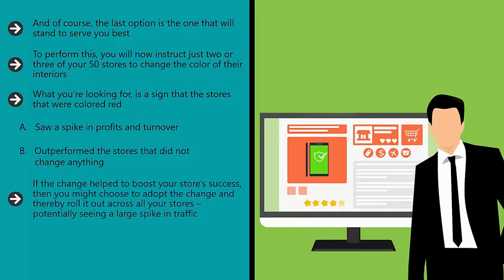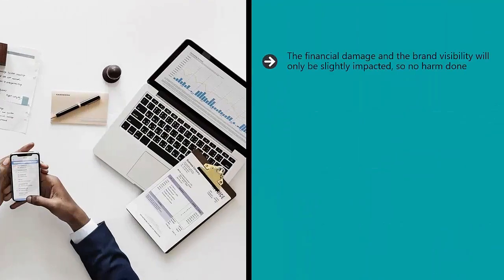If the change helped to boost your store's success, then you might choose to adopt the change and thereby roll it out across all your stores, potentially seeing a large spike in traffic. If the change hurt your store's success, then you simply change it back and then run the next experiment. The financial damage and the brand visibility will only be slightly impacted, so no harm done. If you had rolled the change out across all stores, then you would have potentially lost a lot of money and created confusion around your brand. And if the change did nothing, then you can basically choose how you want to proceed.